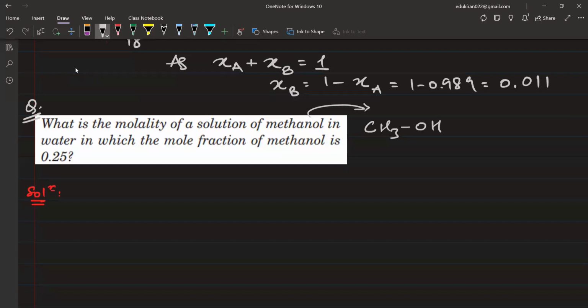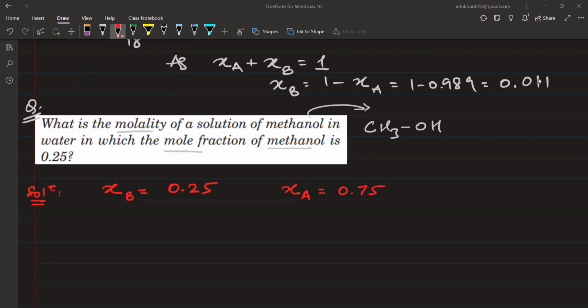You guys tell me, what is the molality of a solution of methanol in water in which the mole fraction of methanol is 0.25? That means it is telling me chi B is equal to 0.25. Correct? Yes or no? Please tell me. Yes, sir. Okay. What will be chi A? 1 minus 0.25, it will be 0.75. The sum of these two should be 1, right? Yes. Okay. We have got chi B and we have got chi A.